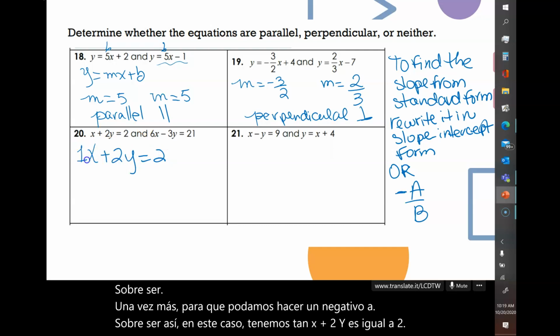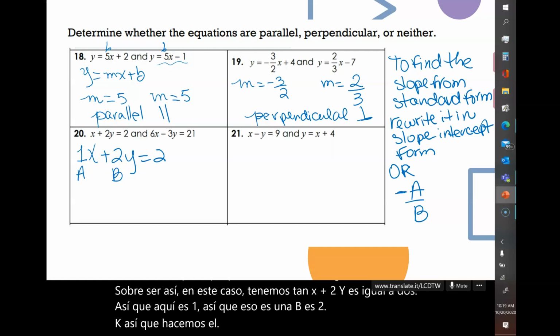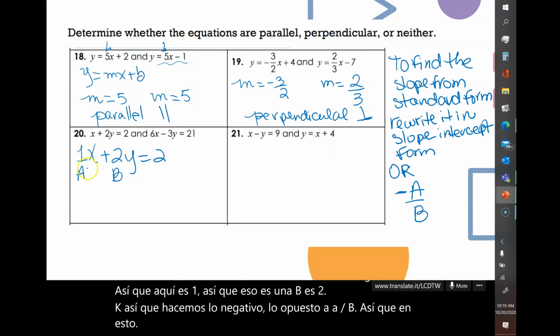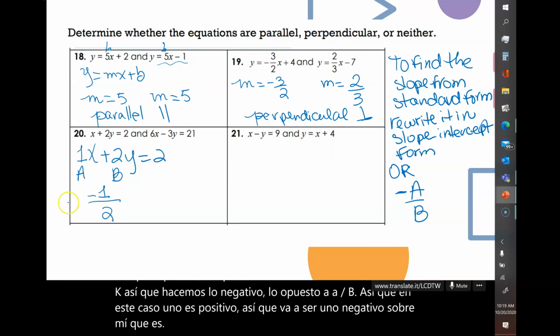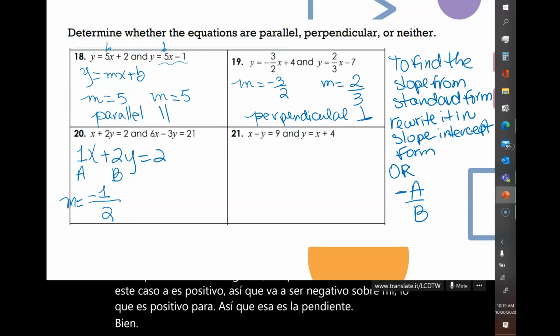So here a is 1, so that's a. B is 2. Okay, so we do the negative, the opposite of a over b. So in this case, a is positive 1, so it's going to be a negative 1 over b, which is positive 2. So that's the slope. All right, so that just saves us from completely rewriting the whole equation.